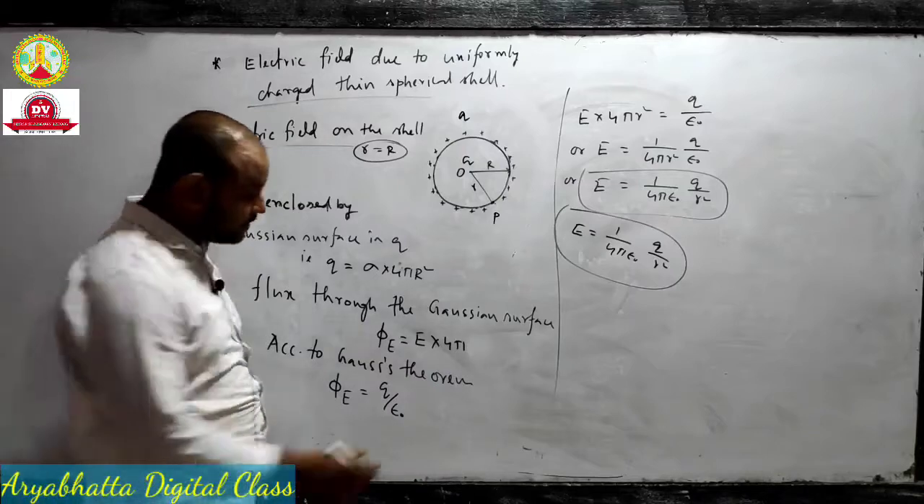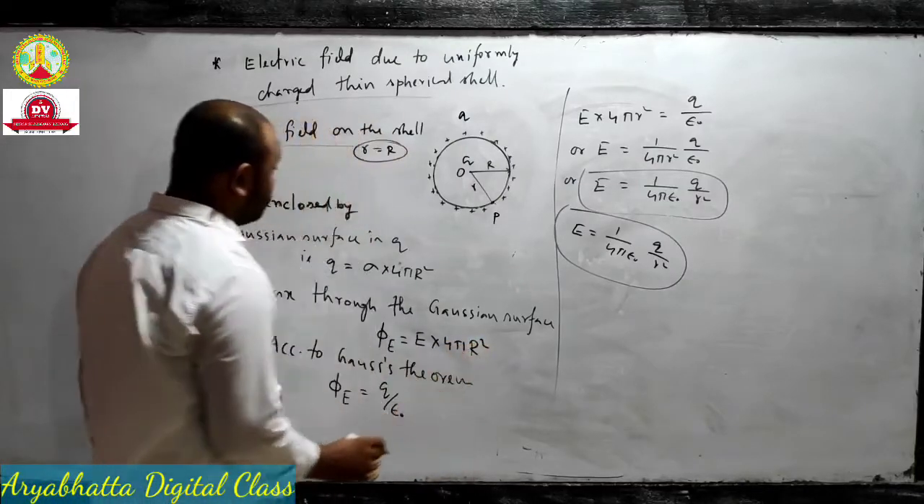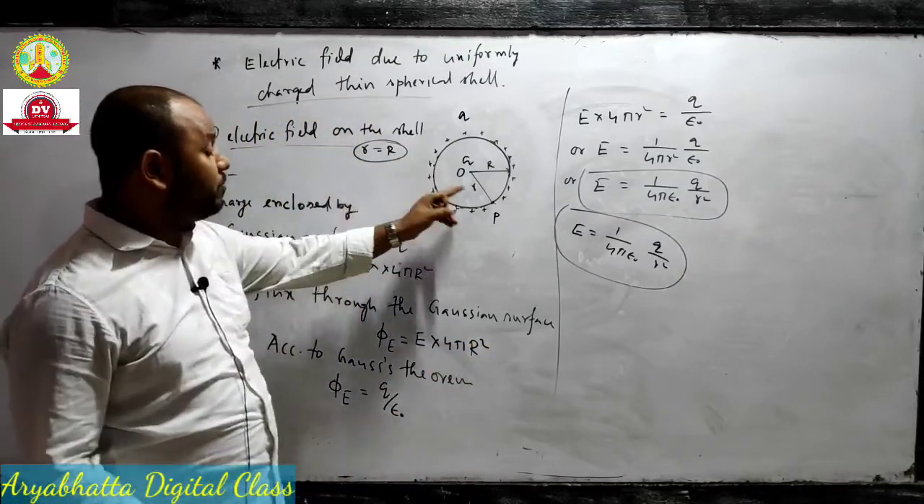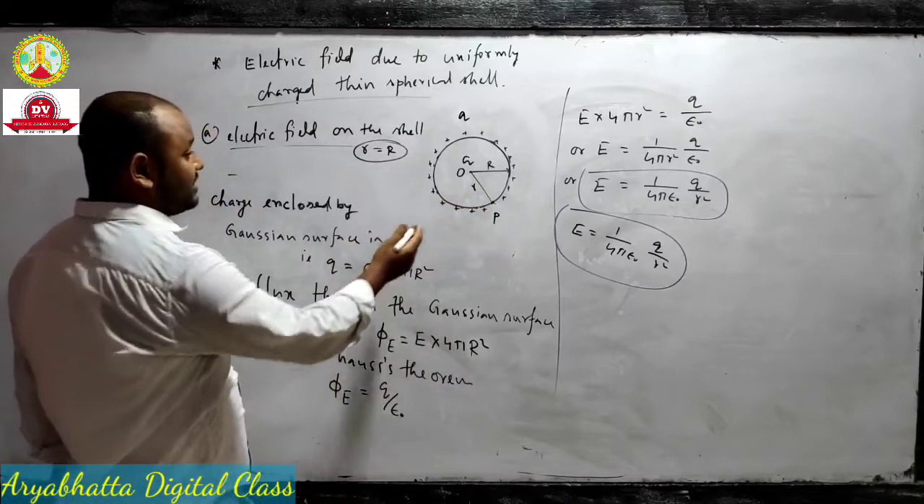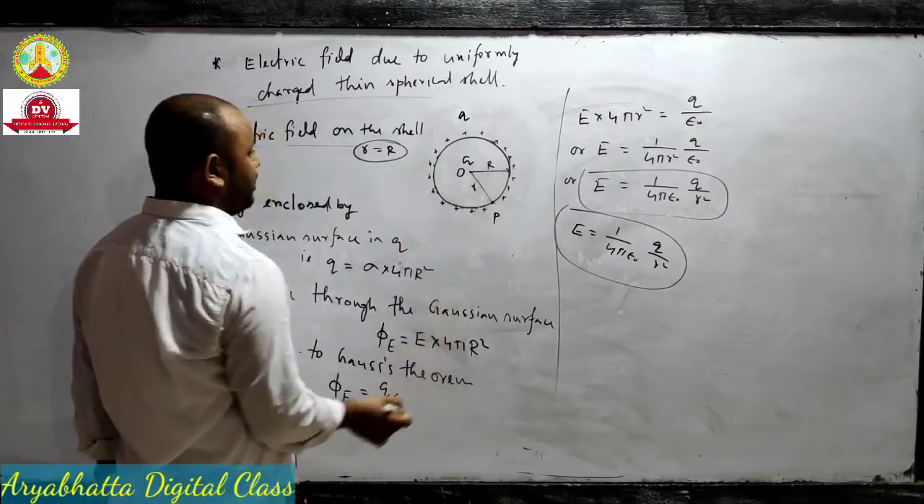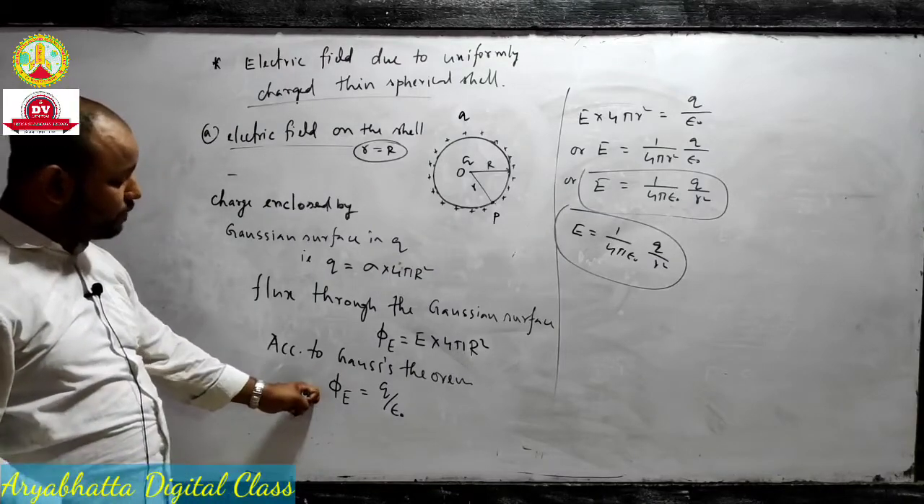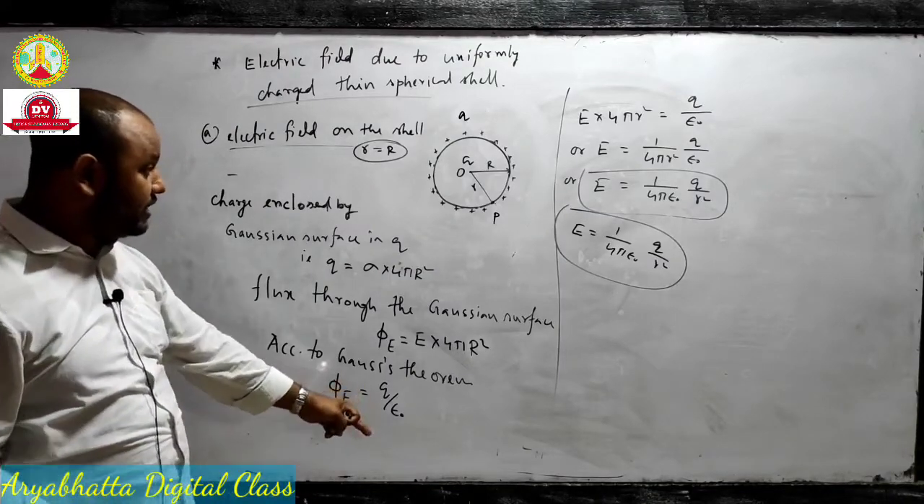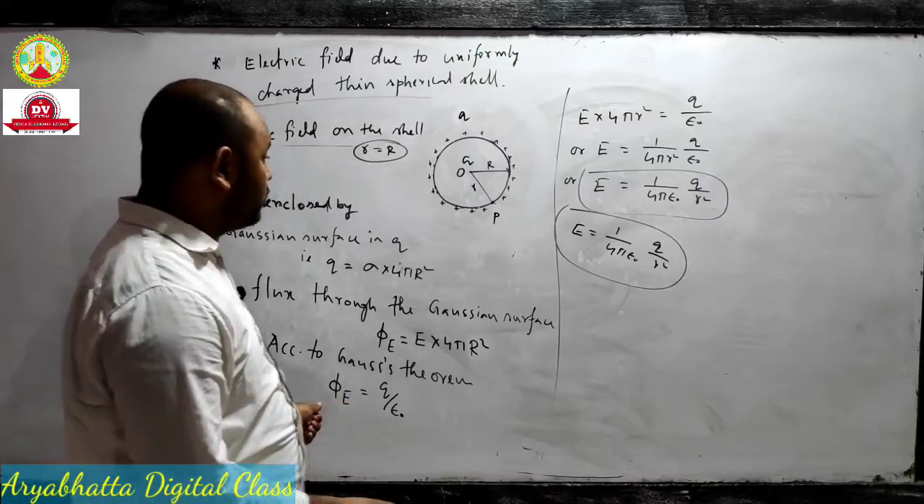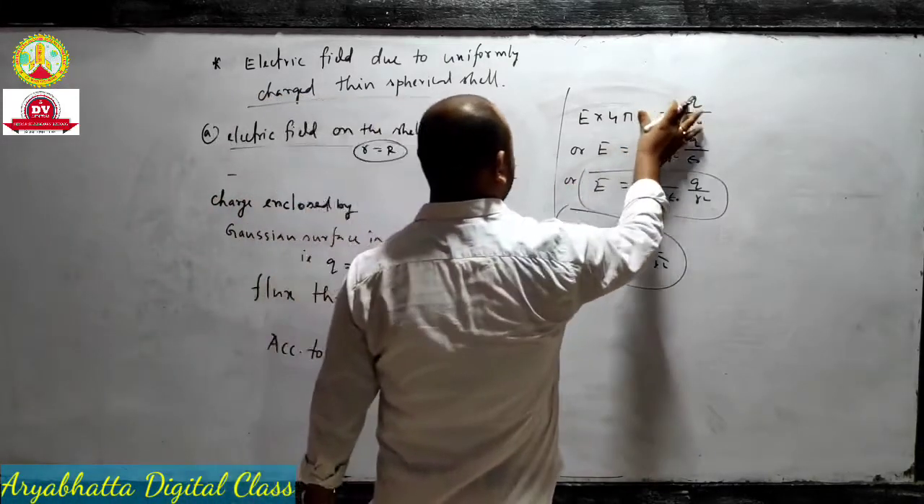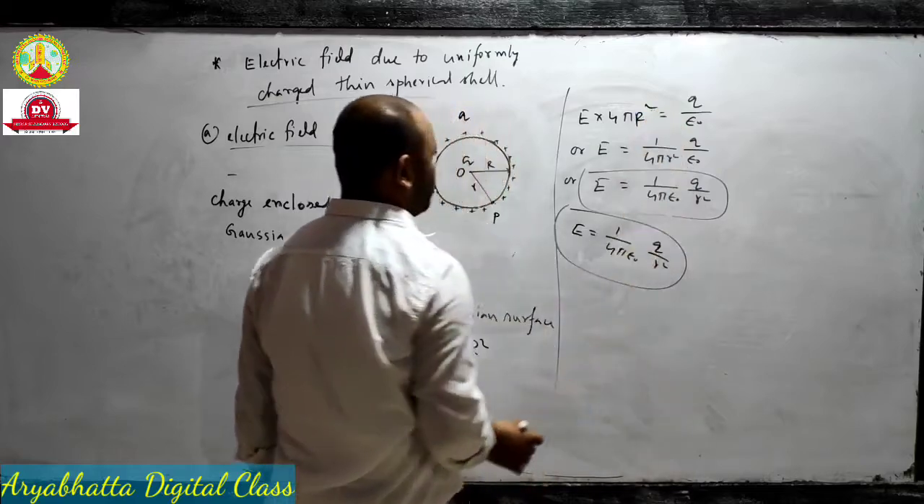This time the surface area will be equal to 4 pi r square, because the point P is at a distance r, and here r is equal to capital R. Capital R is the radius. According to Gauss's theorem, total flux phi is equal to q by epsilon naught. What is the value of phi? Total flux is E into 4 pi r square.